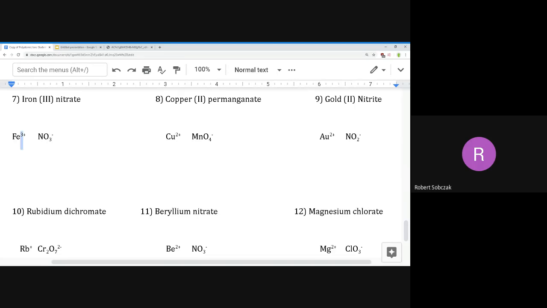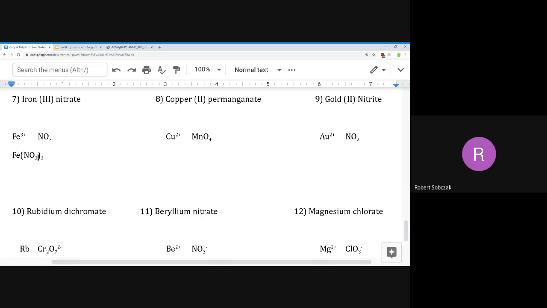All right. Number 7, +3, -1, crisscross. The 1, the -1 comes down and attaches to iron. It goes away because it's a 1, or it's invisible because it's a 1. The 3 from iron is going to attach to the nitrate ion. And remember, since this is a nitrate ion, NO3, this thing all has to stay together. It's always going to be NO3. So the formula is actually going to be Fe(NO3)3. 2 3s right in a row.